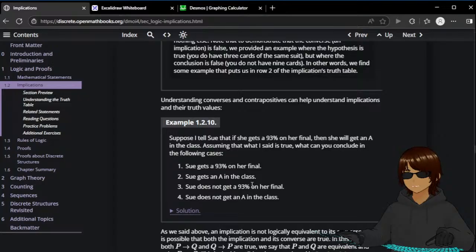She does not get a 93% on her final. This is about Sue getting a 93%. If she does not get a 93%, then we don't know if she gets an A or doesn't get an A. This is inconclusive as well. If Sue does not get an A in the class, then the thing that leads to getting an A also did not happen. So she did not get 93%.